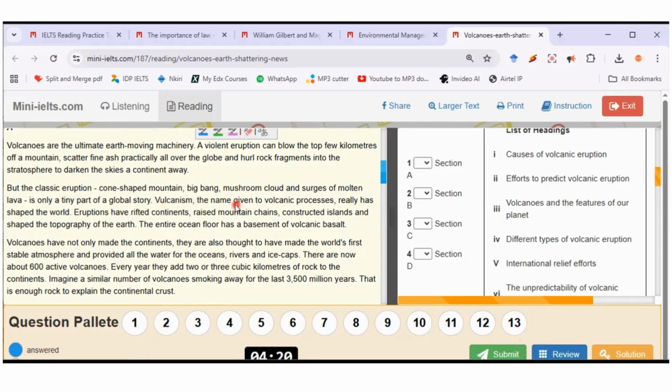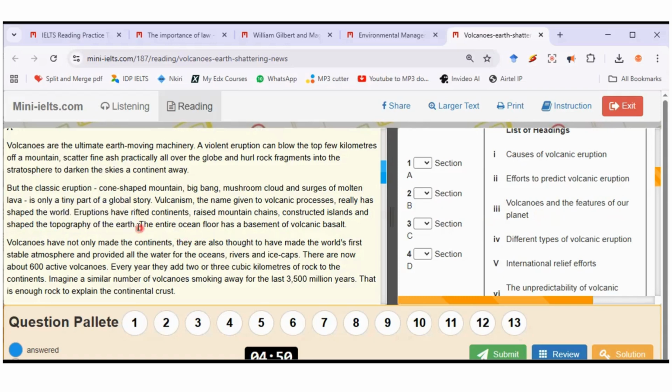Volcanism, the name given to the volcanic processes, really has shaped the world. Eruptions have rifted continents, raised mountain chains, constructed highlands, and shaped the topography of the earth. Can you see? Topography of the earth. That's pointing at what? Features of our planet. Features is about topography. One of the features of the earth is topography of the earth. Features of our planet. That's sounding like this paragraph is most likely going to be number 3.